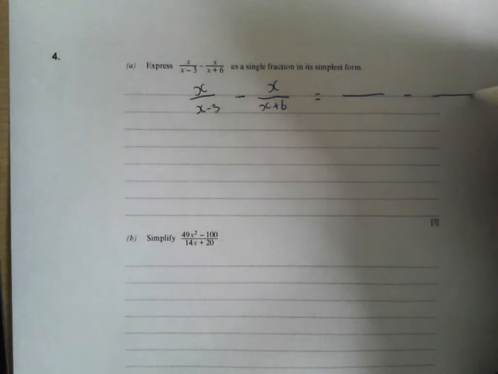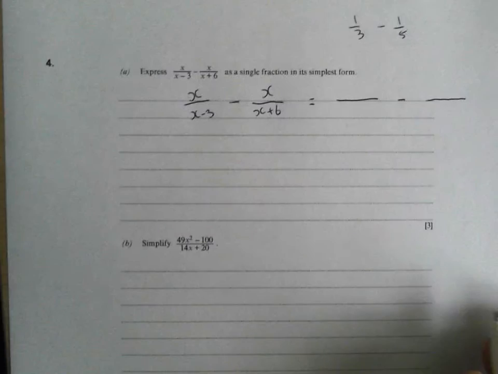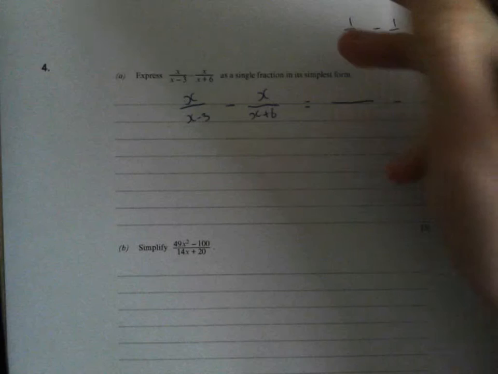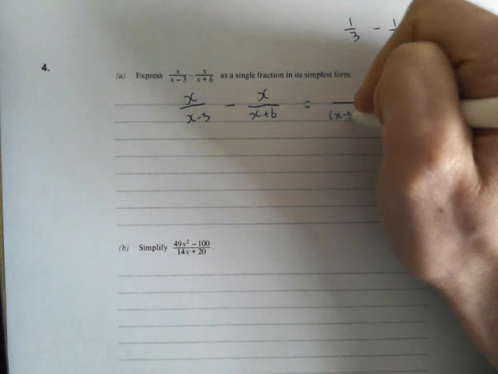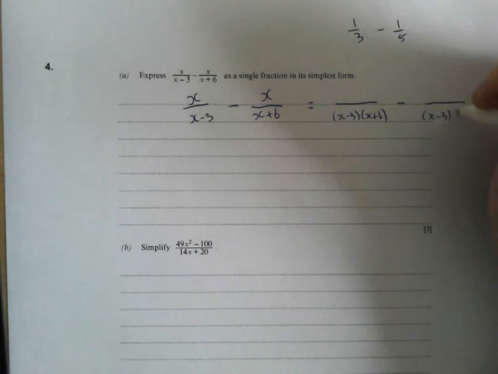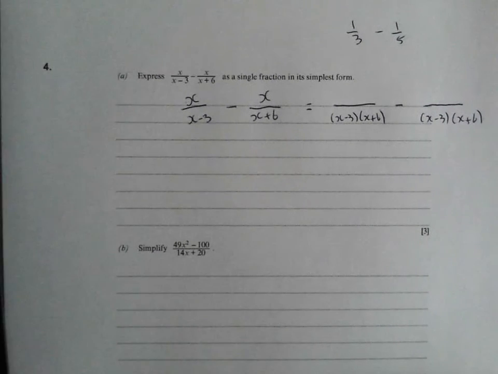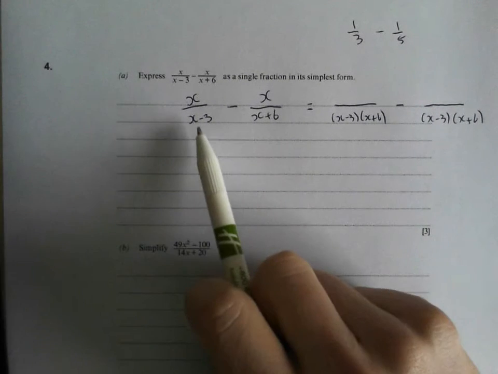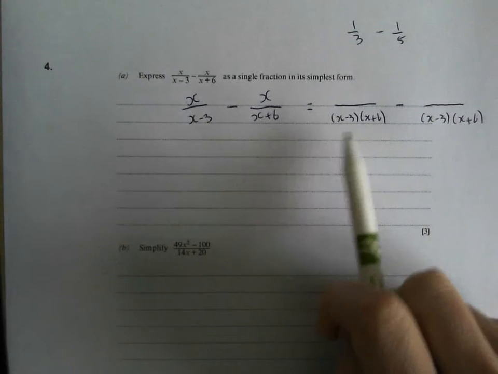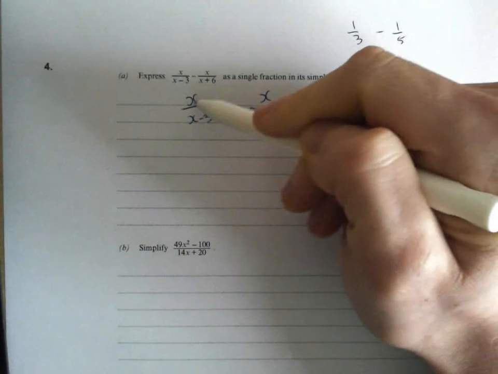Well, say we had something like 1/3 take 1/5. Your common denominator will be 15, 3 times 5. So that's going to work for this as well. Let's have a common denominator of x minus 3 times x plus 6, our two denominators multiplied together. Now, what have I done to get from x minus 3 to x minus 3 times x plus 6? I've multiplied that denominator by x plus 6, so I've got to do the same to my numerator.